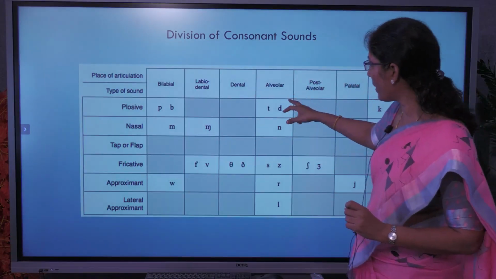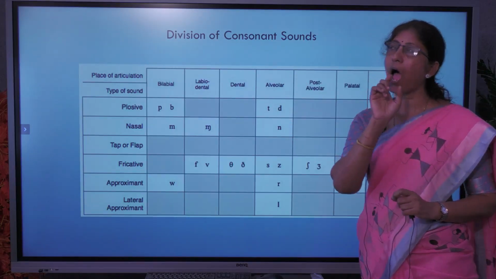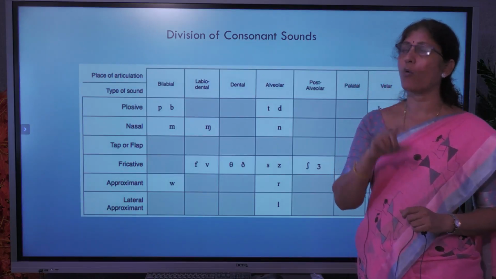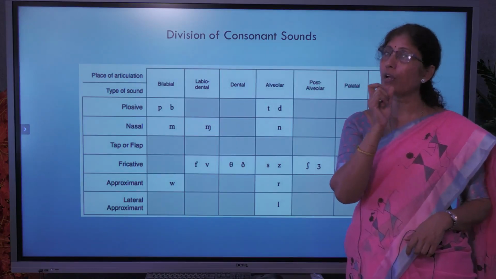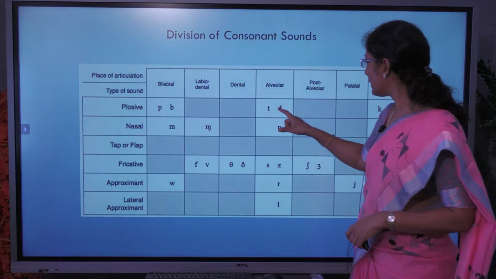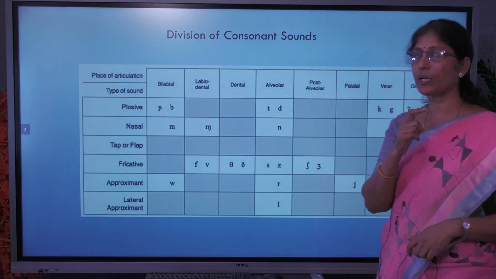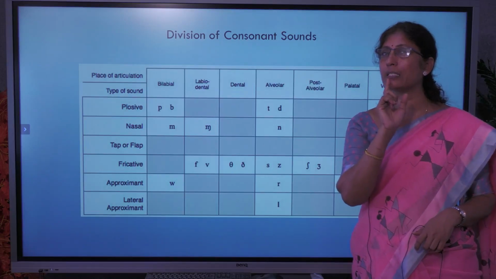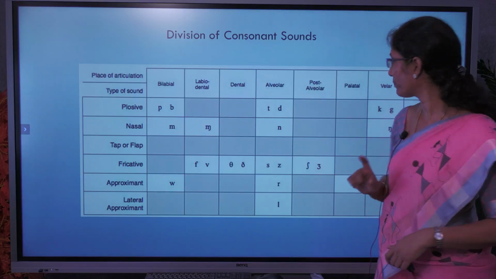According to the place of articulation, they are called alveolar sounds. Alveolar means the upper part of our mouth. That is called the alveolar ridge. When you touch the upper part of the mouth with the tip of the tongue, you feel the hardness, right? That is called the alveolar ridge. T, d. These are plosives. That means air is obstructed there. So your tip of the tongue is touching the alveolar ridge and obstructing the air flow.